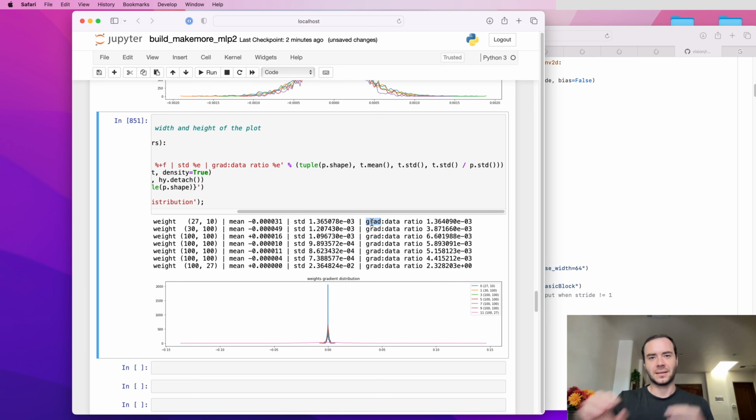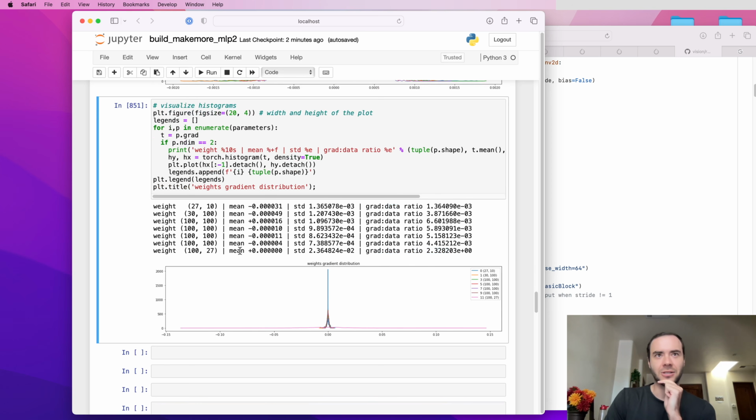And so if the gradient has too large of magnitude, if the numbers in there are too large compared to the numbers in data, then you'd be in trouble. But in this case, the gradient to data are low numbers. So the values inside grad are 1,000 times smaller than the values inside data in these weights, most of them. Now, notably, that is not true about the last layer.